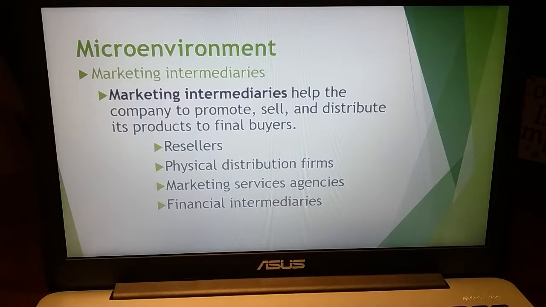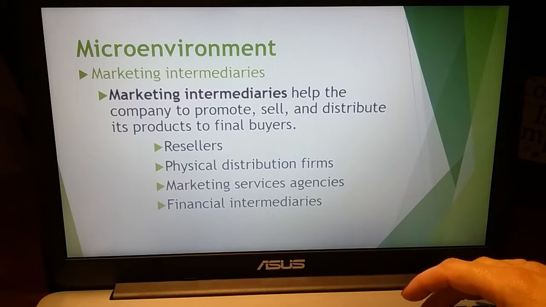Next up, in the microenvironment are marketing intermediaries. So those are people who sell your product, who distribute your product, maybe your warehousing, your distribution systems, the retail firms, financial intermediaries, people who provide funding for you. People who also work to promote your product, places you advertise, outlets through which you advertise. So those are all the people who promote, sell, and distribute your product to the final buyers.